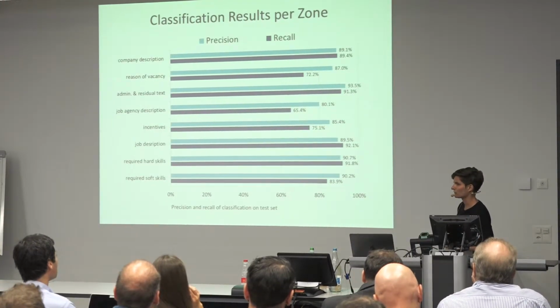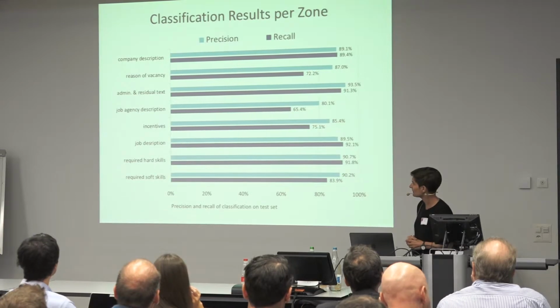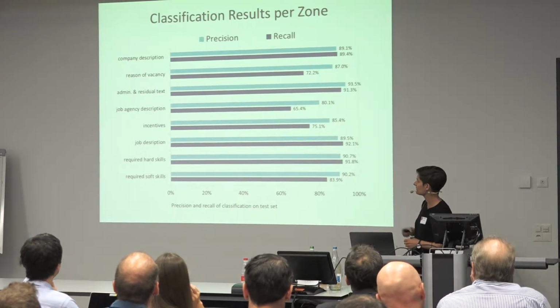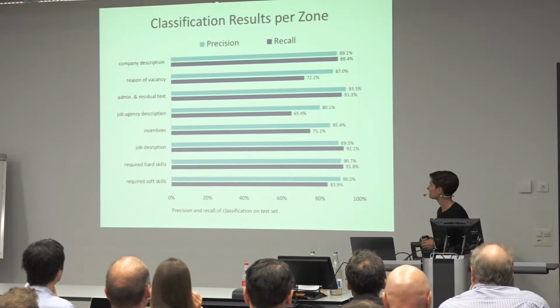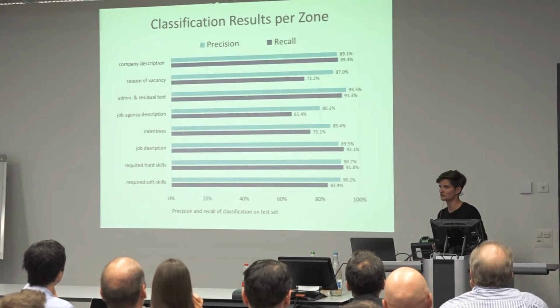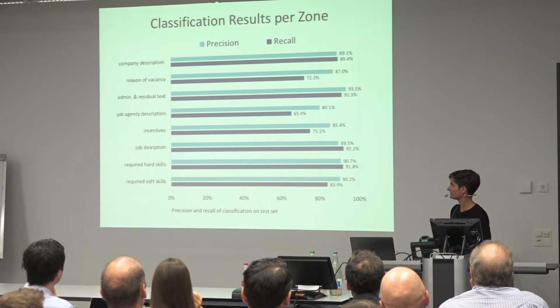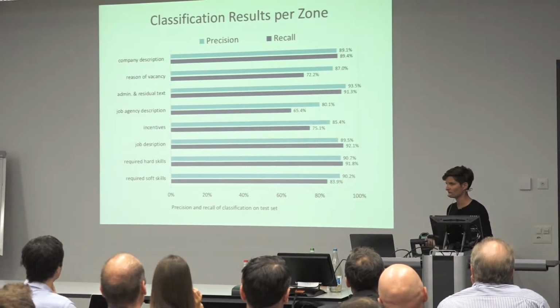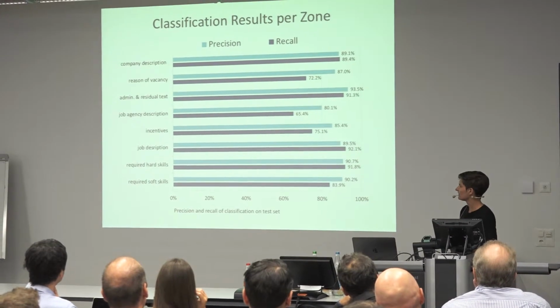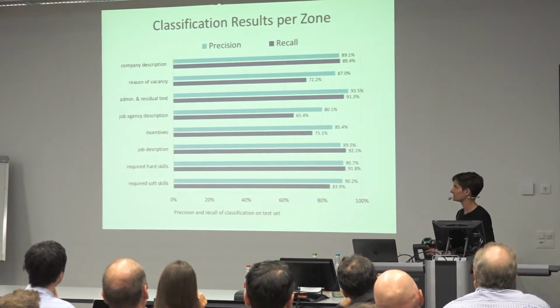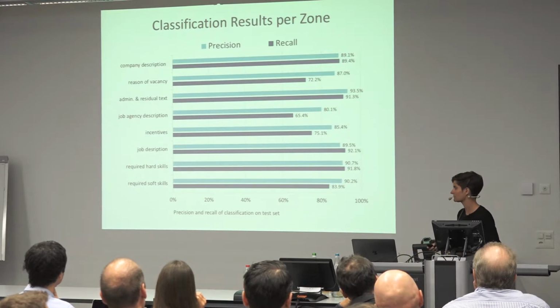And for classes that are not so frequent, like reason of the vacancy, incentives, and job agency description, the values, especially recall, is much lower. So obviously, where data is more sparse, classification is more difficult, which comes to no surprise. But still, the results also for these minority classes are reasonable in a way.